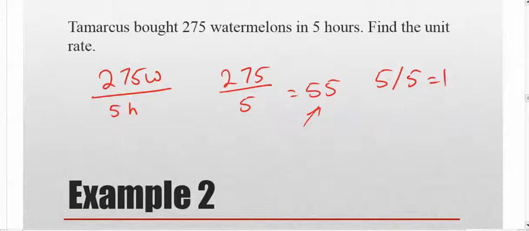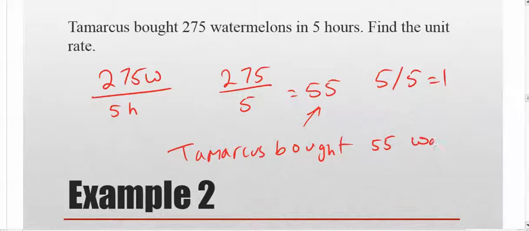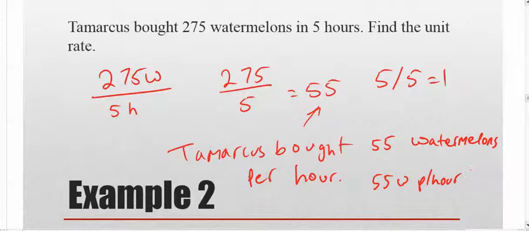So then you just write it out. So Tamarcus bought 55 watermelons per hour. And then just box your answer or write it. So 55 W per hour. Yeah.